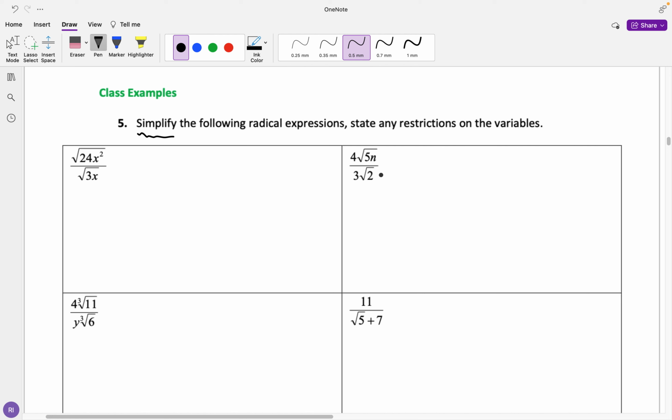But you'll see most of these, you can't use the division rule. You're actually simplifying by rationalizing the denominator. So let's just go through those pretty quick. I'd get root 8x and 8 now.